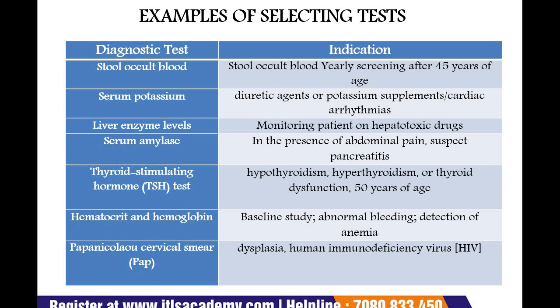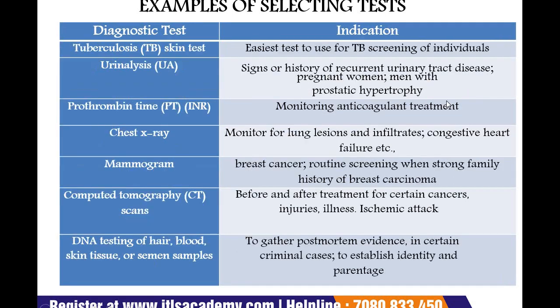Pap smear, that is Papanicolaou cervical smear, is done for the patients having indications like dysplasia, human immunodeficiency virus, etc. If the physicians have a doubt that the patients have TB, they are recommended for the tuberculosis skin test. Urine analysis test is recommended for the patients who have urinary tract diseases, men with prostatic hypertrophy, and also for pregnant women. The patients monitored with anticoagulant treatment are advised to do prothrombin time.